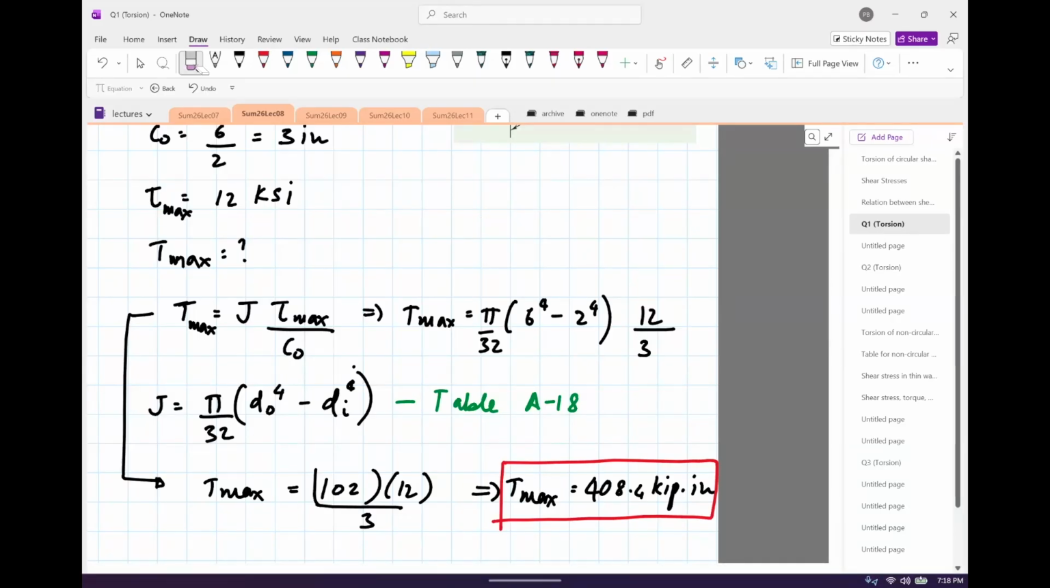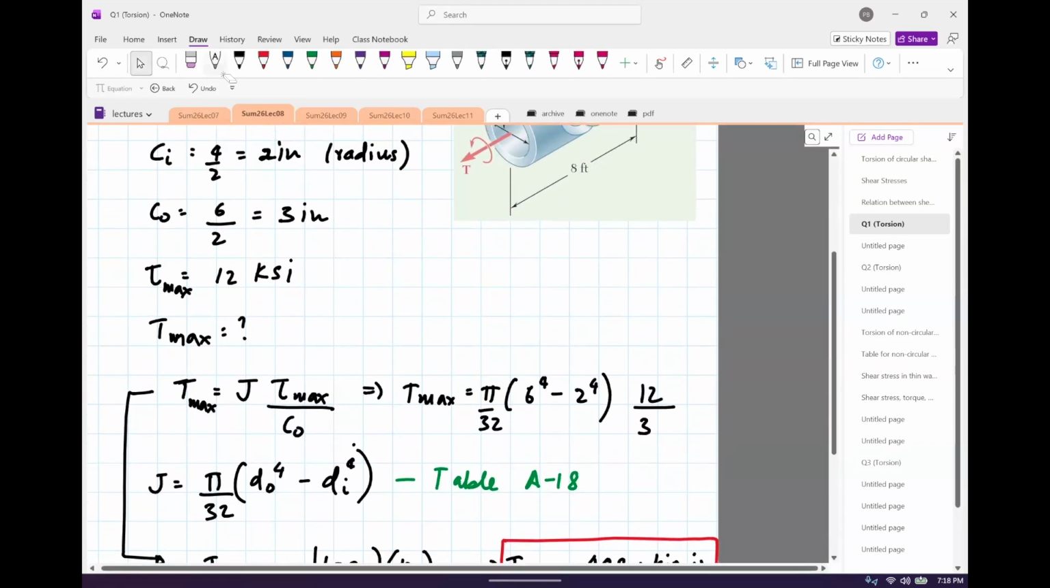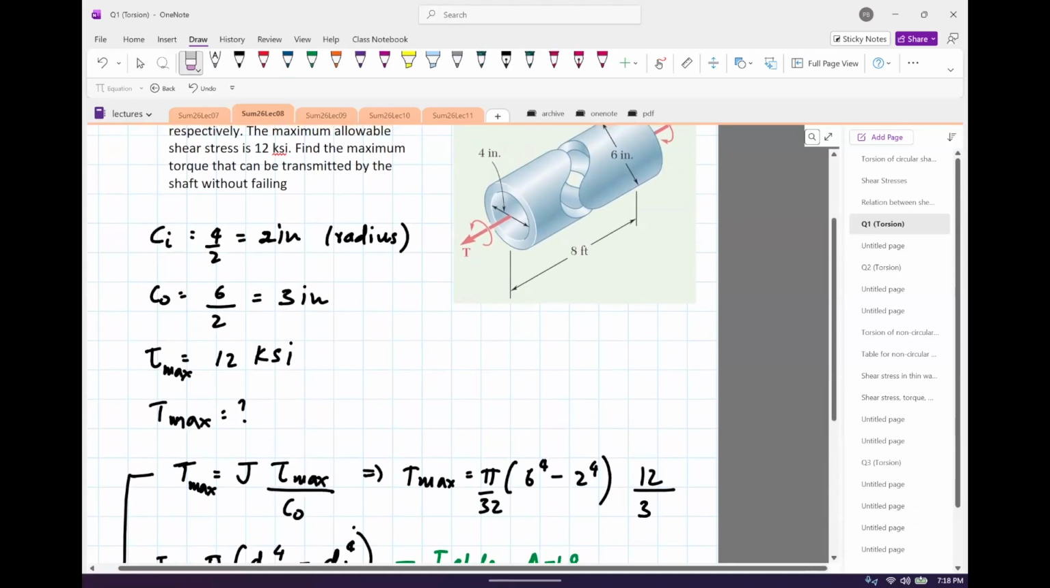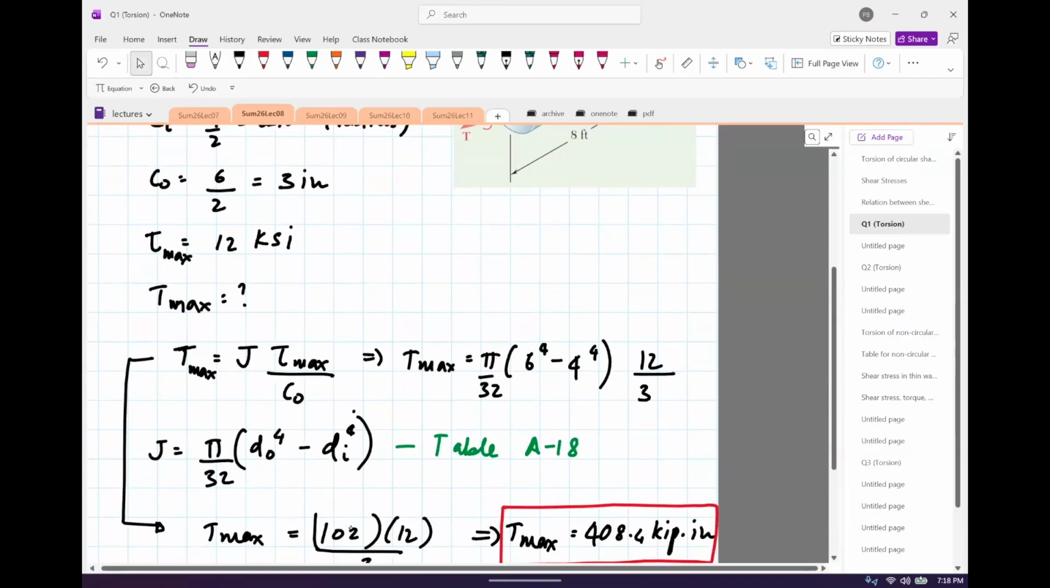For T max, I think smaller diameter should be 4. Oh, I made a mistake there. Yes, good catch. This should be twice of Ci, so twice of Ci, so 4. You're right. My bad. So it should be 4 times. So the answer here is right because I copied it straight from my notes. But yeah, just correct this. This is 4 and 6. Good catch.